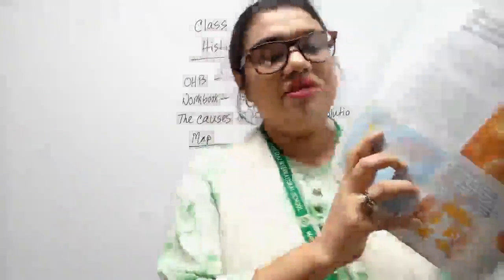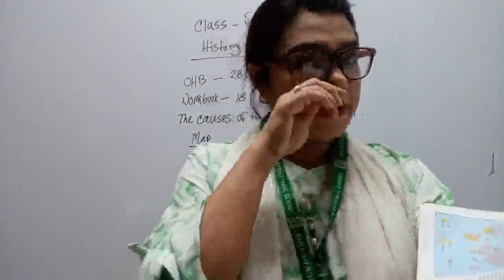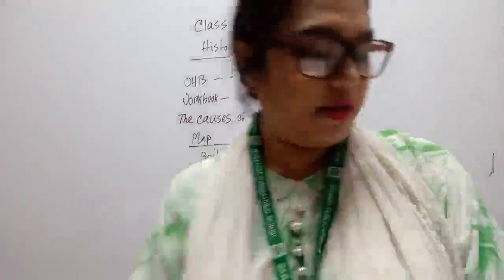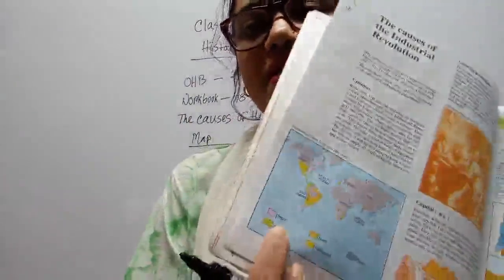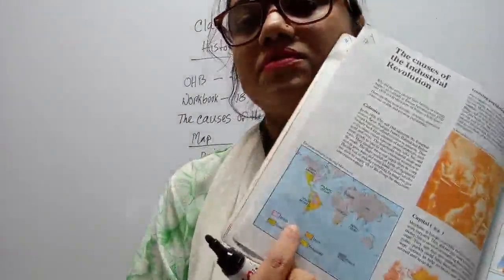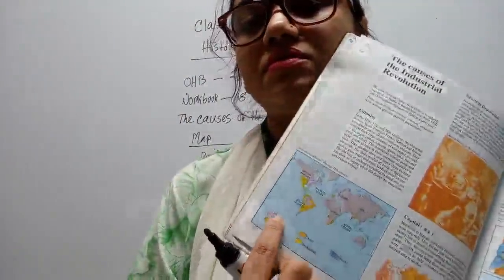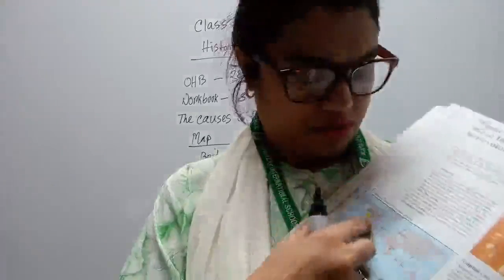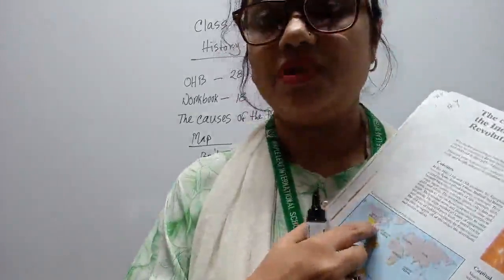This is the pink color part in your book. This part is British, Britain. The pink color part is Britain. Tell me if you can see this one and then this one.